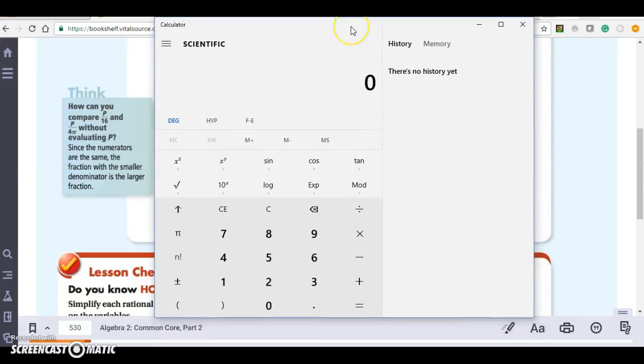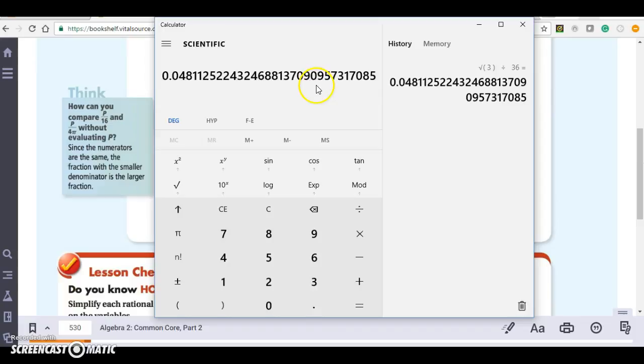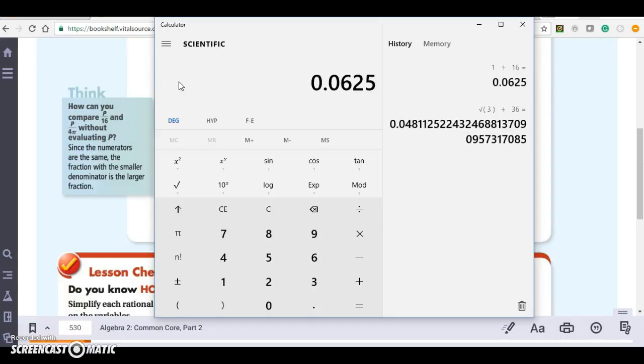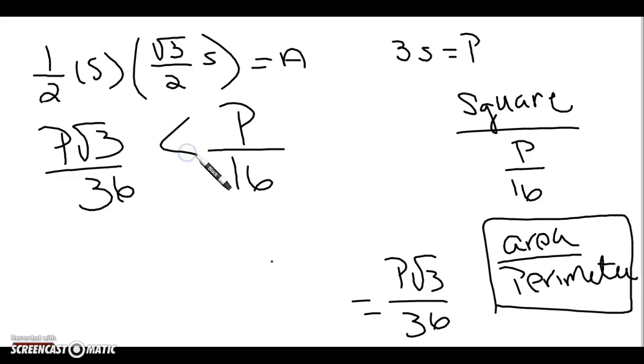So I have the square root of 3 divided by 36, which gives, did I do it too many times? 0.05. We'll round to 0.05. And 1 over 16 is 0.06. So this time the square is greater.